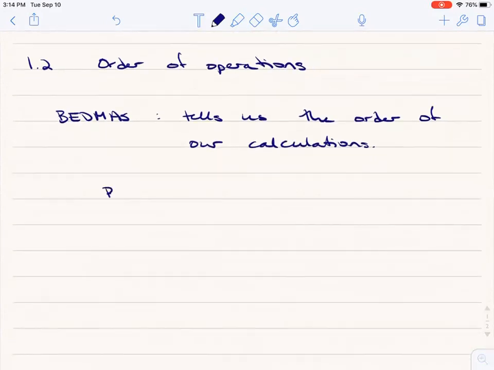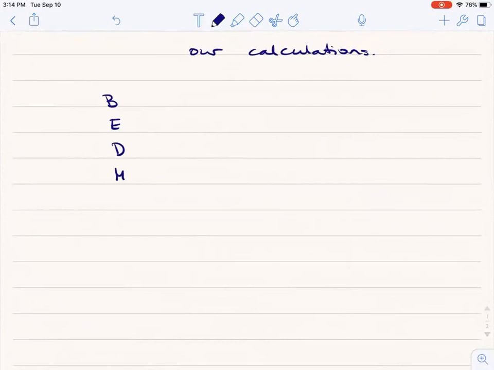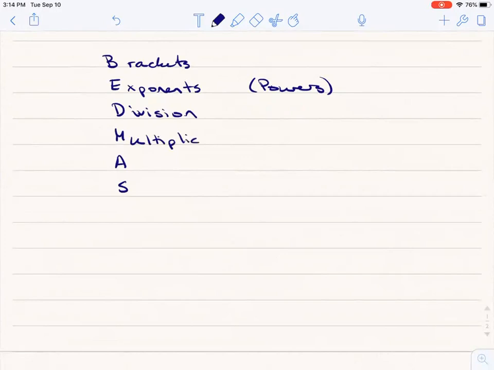Okay. But remember, brackets, exponents, division, multiplication, addition, and subtraction. Brackets, exponents. Exponents are just powers. Division, multiplication. Actually, division and multiplication are on the same playing field, so you're going to do those in the order that they appear from left to right. Same thing with addition and subtraction. They're also on the same playing field, and so you'll do those as they appear.